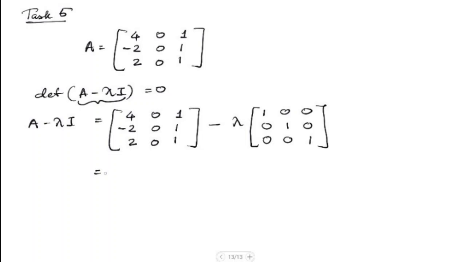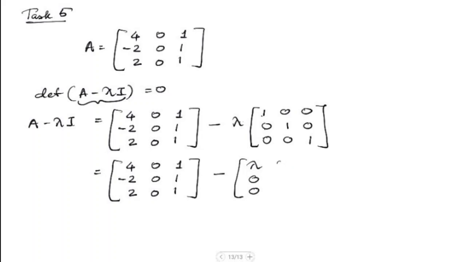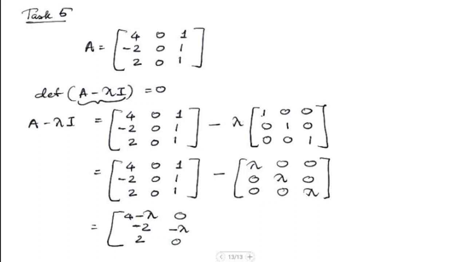And then if you try to solve this, you will have your A minus the lambda when it multiplies inside here. So when the lambda multiplies with 0, it's 0. When the lambda multiplies with 1, it's lambda itself. So you have lambda times 1 is lambda, lambda times 0 is 0, 0, 0 here, lambda times 1 is lambda again, and lambda times 1 is lambda. Now if you subtract this from here, you will get 4 minus lambda, and you have here minus 2 minus 0 is minus 2, 2 minus 0 is 2, and 0 minus 0 is 0, 0 minus lambda is minus lambda, and 0 minus 0 is 0, and then you have 1 minus 0 as 1. Again, 1 minus 0 is 1, and 1 minus lambda is 1 minus lambda.